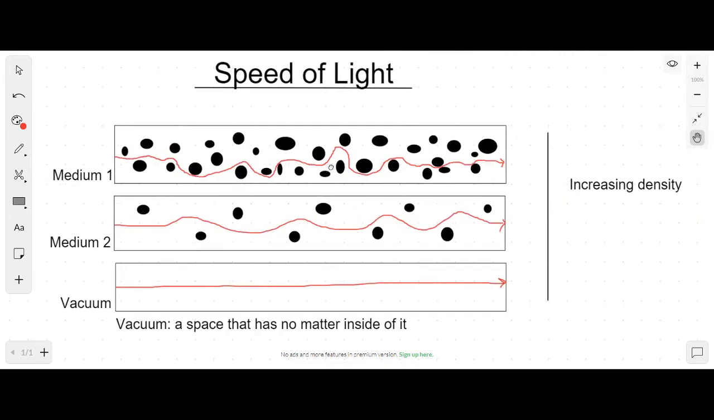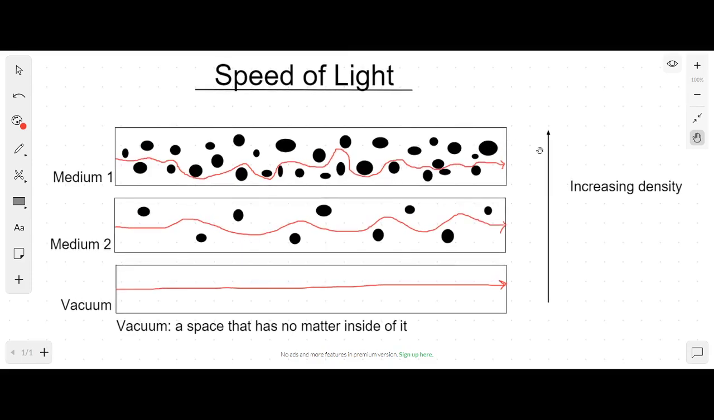So starting off, what we have here is a little masterpiece of a diagram that shows three mediums. Medium 1 is a high density medium. Medium 2 is somewhere in the middle. And vacuum has absolutely no matter inside. You can consider this to be zero density. This is a key word. Vacuum just means a space that has no matter inside of it. So there are no little black particles like medium 2 and medium 1 have.